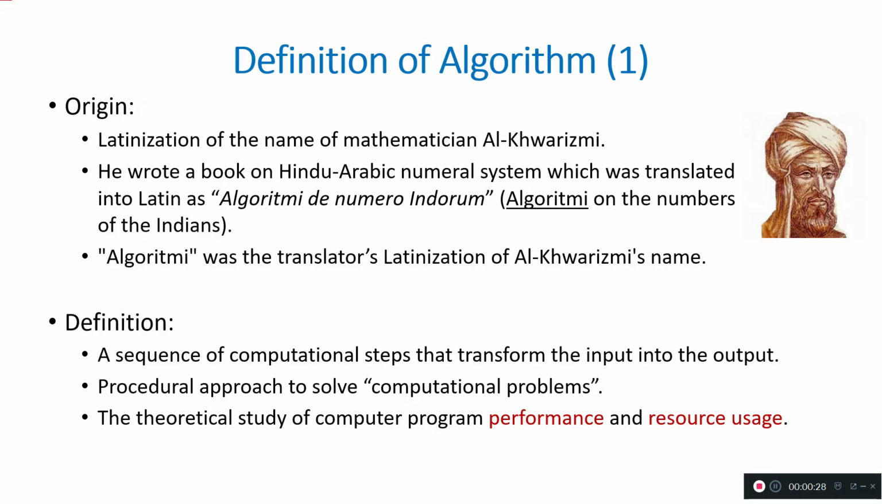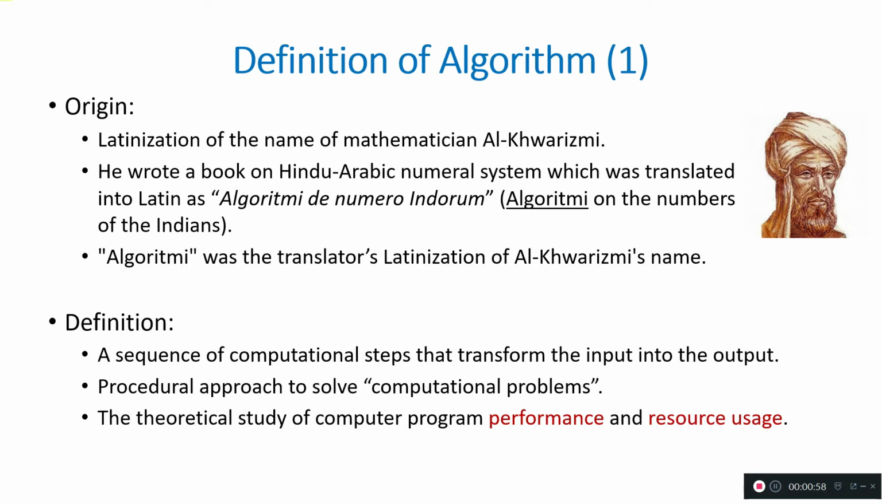So, where did the term algorithm originate from? It is actually the Latinization of the name of the famous mathematician Al-Khwarizmi, a name which I believe you must have all heard about. He had written a numerical system book, which was translated into Latin as Algorithmi on the Numbers of the Indians, where algorithmi was the translator's Latinization of his name.